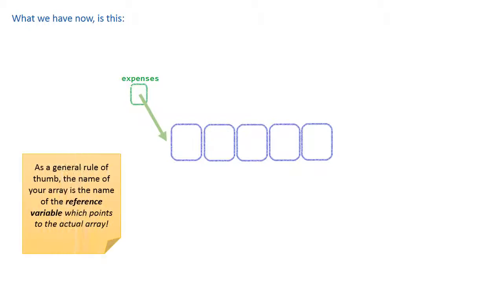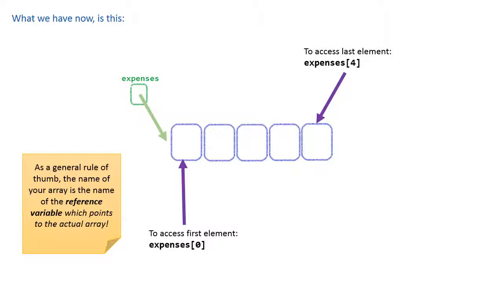So let's look at what we have now. We have our reference variable expenses, which refers to an array object of 5 decimals somewhere else in memory. And again, the general rule of thumb: the name of the array is the name of the reference variable, which points to the actual array. To access the first element, we specify the name of the array, expenses, the set of square brackets, and then the index number. And as you can see, our last element has an index number 1 less than the size of the array, in this case 4. Each element, when we created the array, was automatically set to 0.